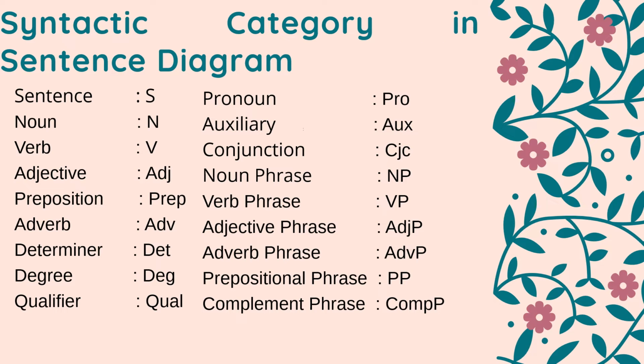And then you use syntactic category in sentence diagram. Sentence, as noun and verb as be, and etc. If it consists of two words, for example, noun phrase, you can say it's NP, NP, VP, HP, FP, PP, COMP.